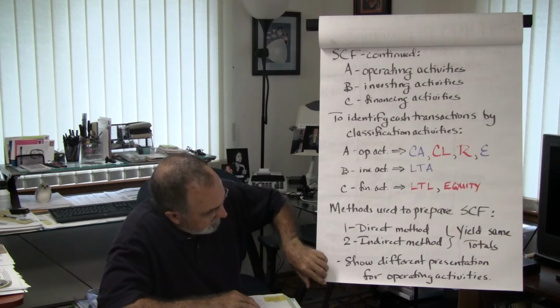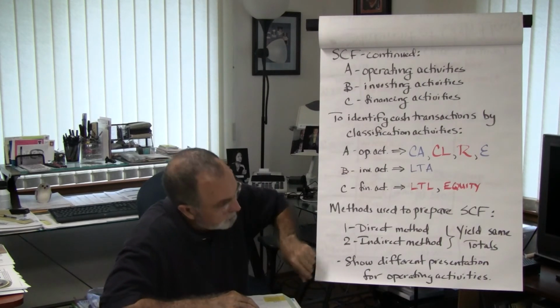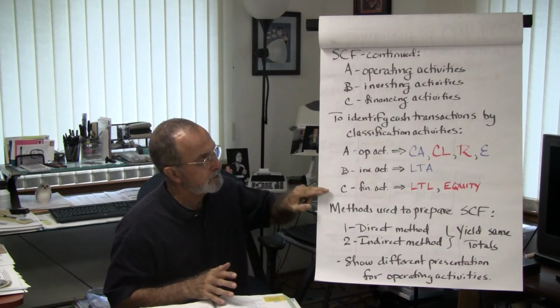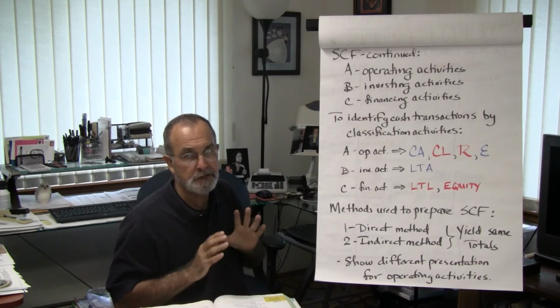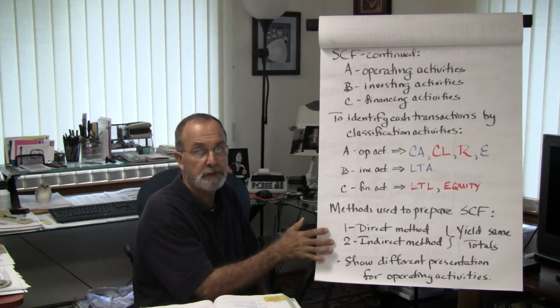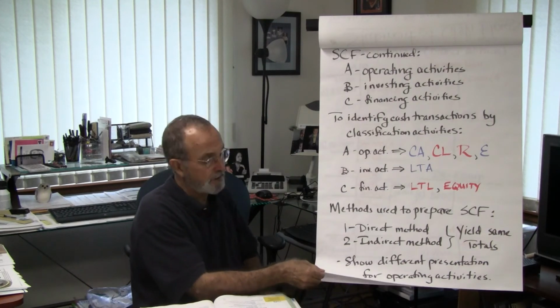And so what I have down here says show different presentation for operating activities. The presentation for investing activities and for financing activities is exactly the same for both the direct method and the indirect method for preparing the statement of cash flows.